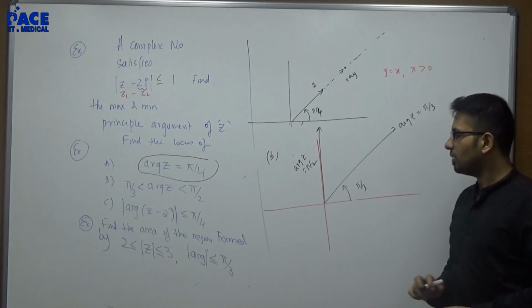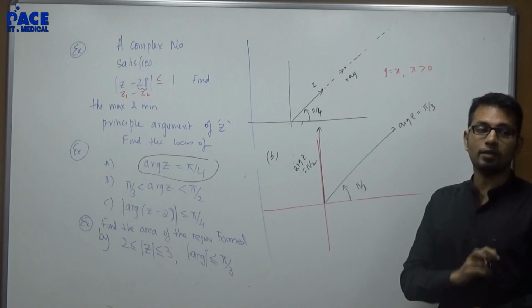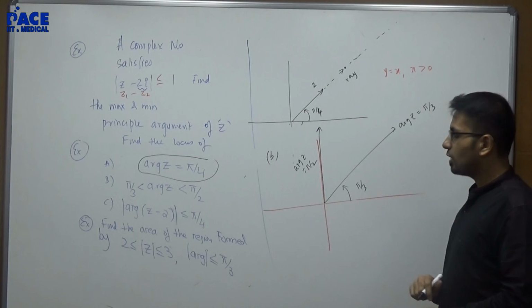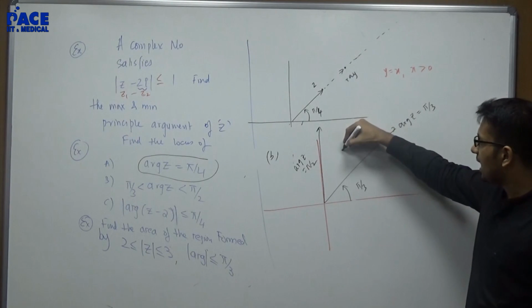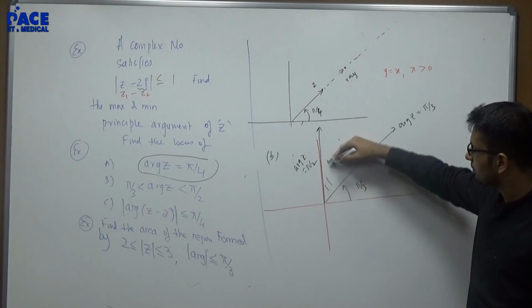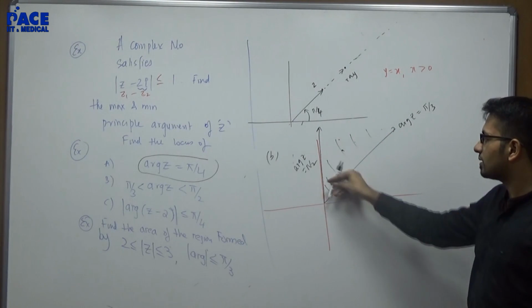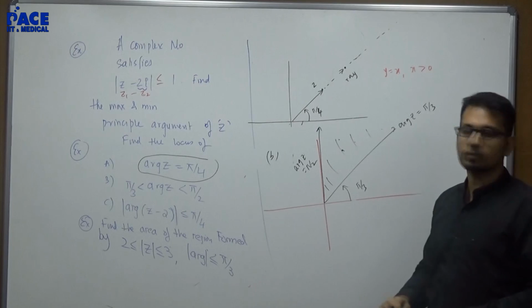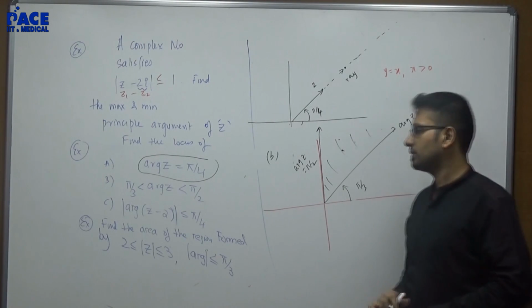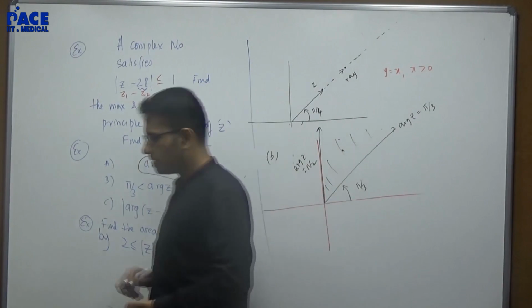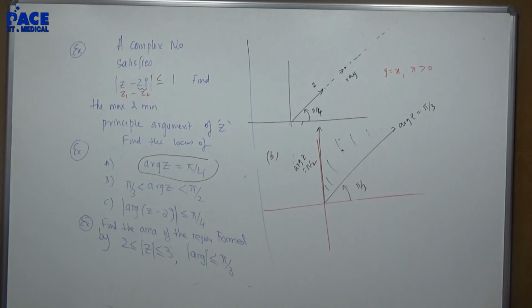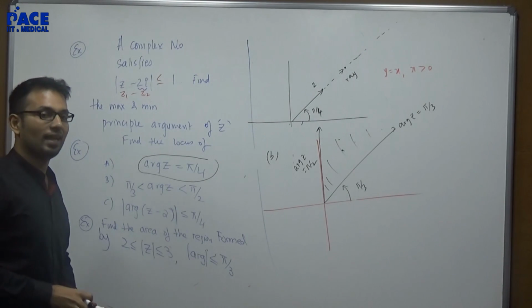Now the complex number should have argument in between the two. So where would z lie? Z can lie anywhere in this region. If it lies anywhere in the region, the argument would be between 60 and 90. So this is the area represented. There is no name given to that area. Why should there be a name given to everything in life?